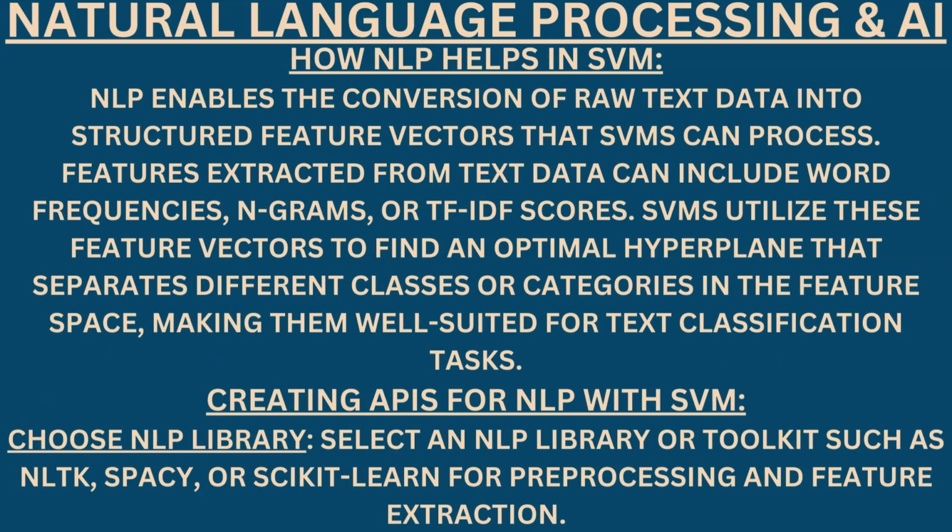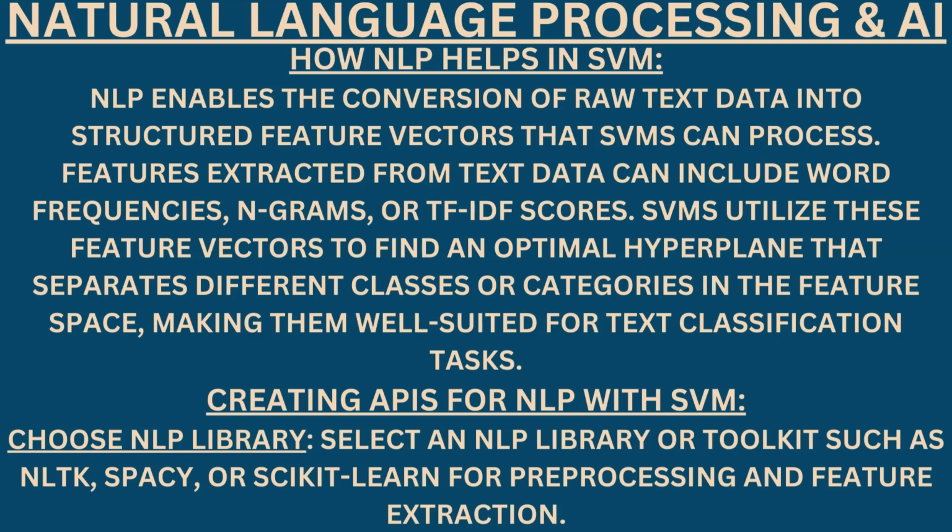How natural language processing helps in support vector machine. Natural language processing enables the conversion of raw text data into structured feature vectors that SVMs can process. Features extracted from text data can include word frequencies, n-grams, or TF-IDF scores. SVMs utilize these feature vectors to find an optimal hyperplane that separates different classes or categories in the feature space, making them well suited for text classification tasks.